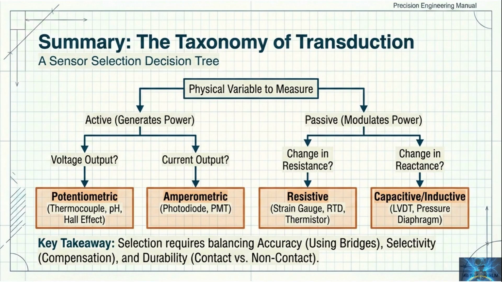Summary: taxonomy of transduction. Here's the decision tree to classify sensors. Start with the physical variable, then ask whether the sensor generates power, active, or modulates supplied power, passive. Then ask what changes electrically: voltage, current, resistance, or reactance. Final takeaway: sensor selection is a balance of accuracy, selectivity, compensation, and durability.